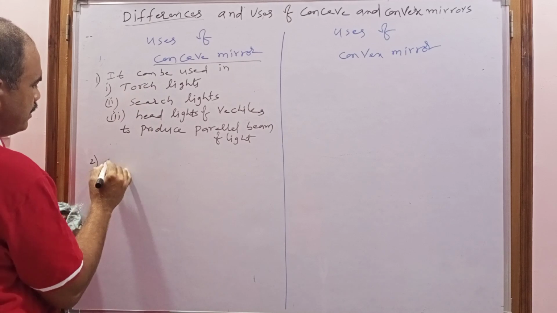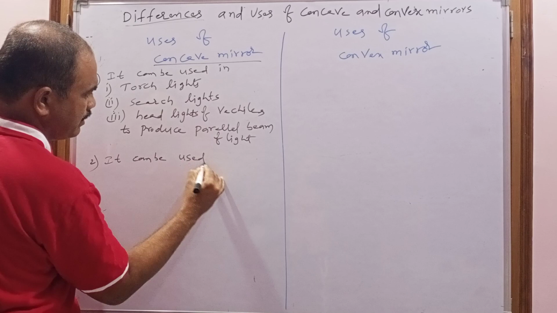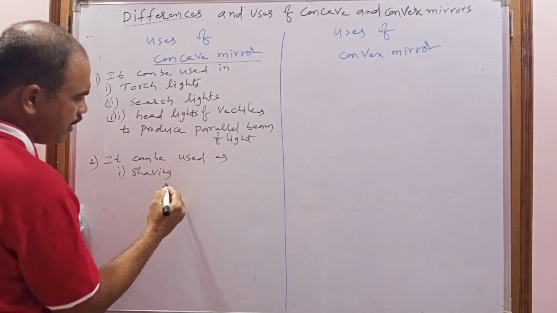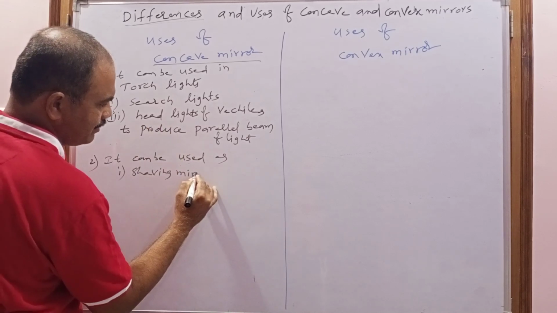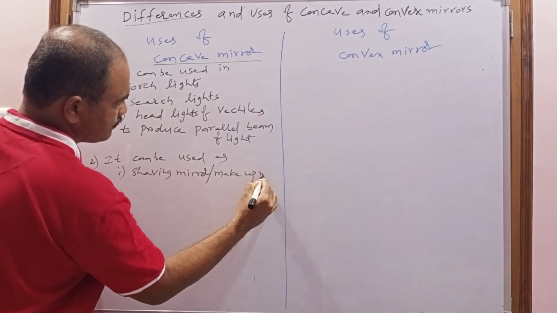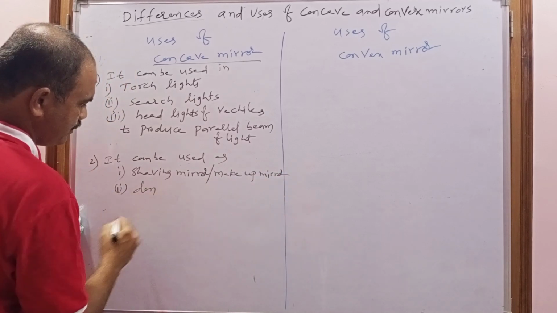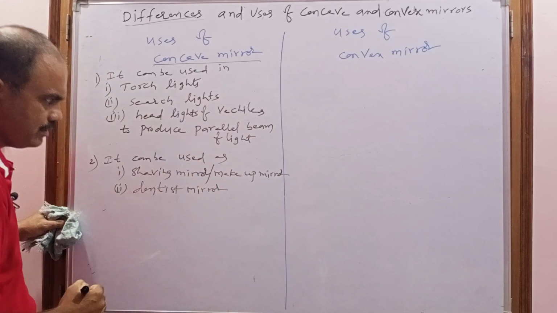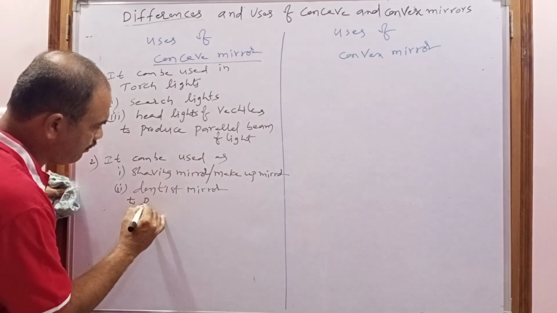So what is the second use? It can be used as a shaving or makeup mirror. For ladies makeup, for gents shaving mirror or makeup mirror. And next, the dentist mirror. What is the purpose? Used as a shaving, makeup or dentist mirror to produce a magnified image.